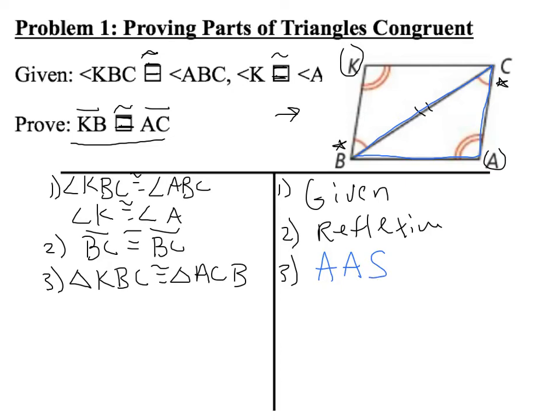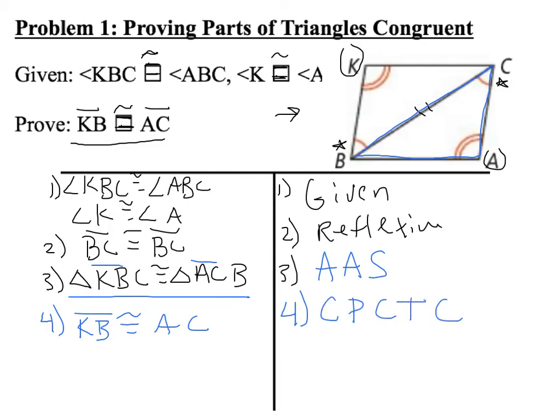Now that I proved that the two triangles are congruent, I can say any other corresponding part is congruent. Using your congruent statement, I can state any corresponding part is congruent. So now I know KB is going to be congruent to AC, because if I look at my congruent statement, KB and AC are in the same spot. And the reason why I could say that is CPCTC, corresponding parts of congruent triangles are congruent. So that would be all for this proof.